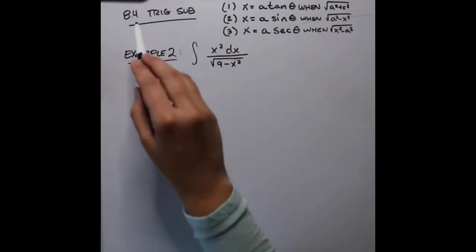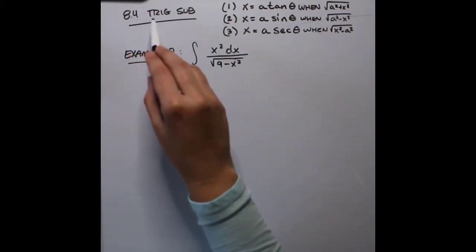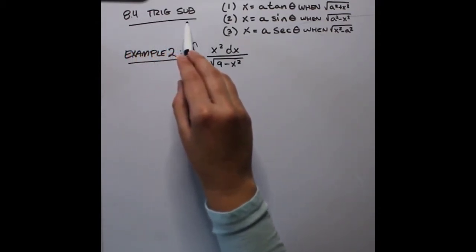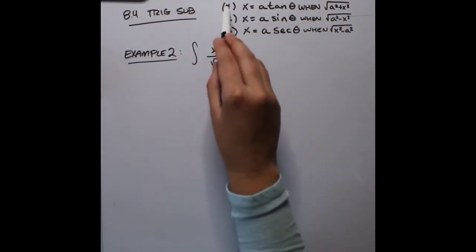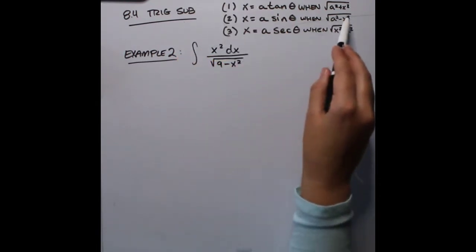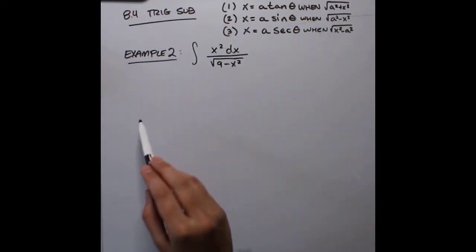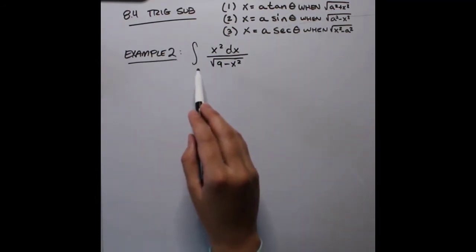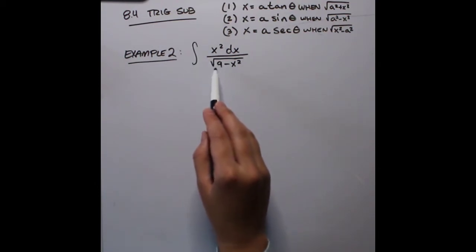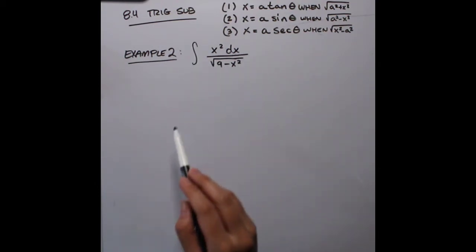Hi everyone, in this video we're going to be continuing with 8.4, which is on trig substitutions for integrals. In the first video we discussed which substitutions we're going to use most commonly and when they're used. So we're going to jump right into the next example. Example 2, we're going to integrate x squared over square root 9 minus x squared dx.